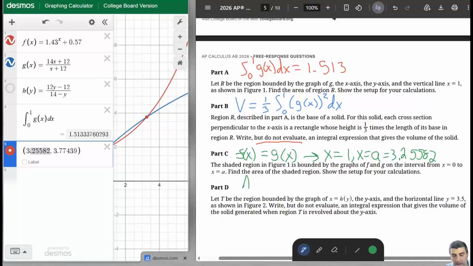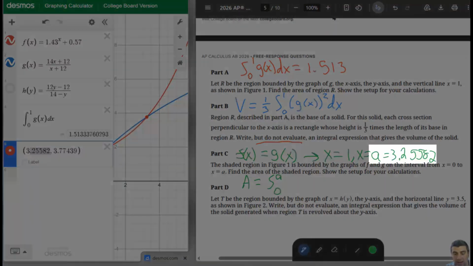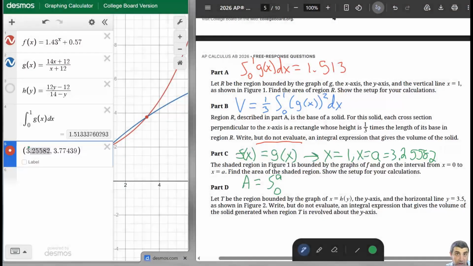So I can write the area is equal to the integral from 0 to a, since I defined what a is, so I can reference it in my work. I'm going to do absolute value of f of x minus g of x dx. This way I only have to do one integral. I could do the integral from 0 to 1 plus the integral from 1 to a, and then flip-flop which one's on top and bottom.